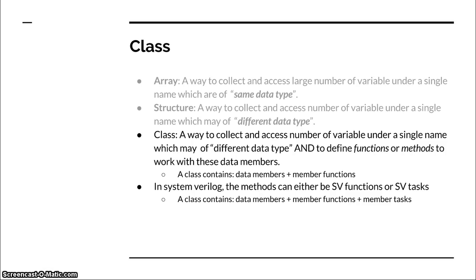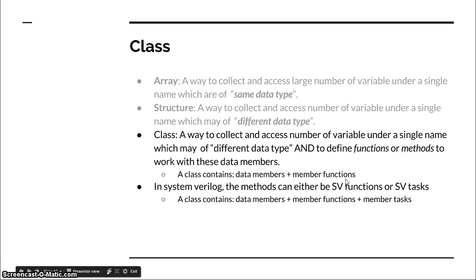So in the previous session, you have already learned what is an array and structure. If an array is a way to collect a large number of variables of the same data type and the same name, a structure is another way to define your own data types to club different data members of different data types. So a class is a way to collect and access a large number of variables under a single name, which may be of different data types, and to define functions or methods to work with these data members. In simple words, we can say a class contains the data members plus member functions.